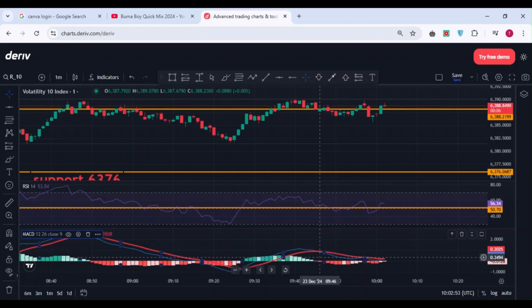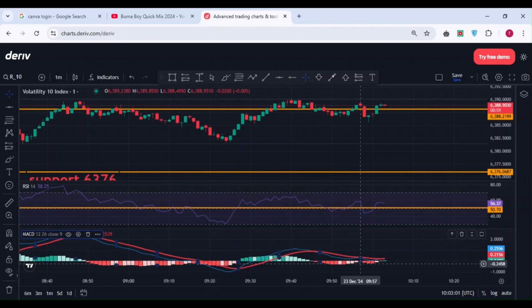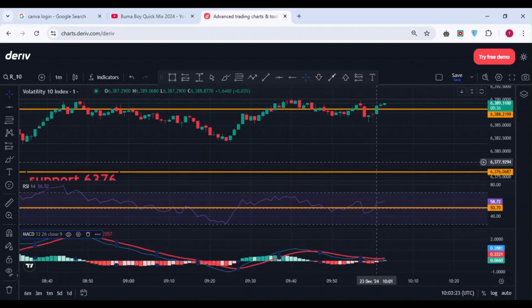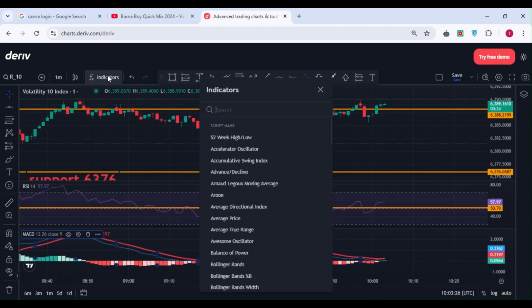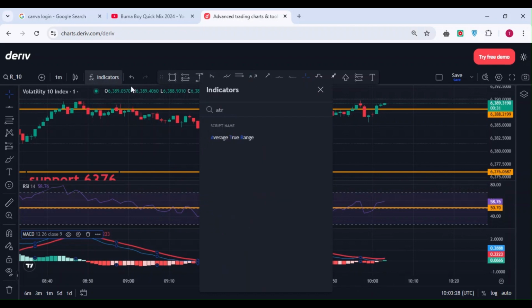As you can see, the histogram shows decreasing bars currently, which suggests the weakening of this bullish trend. The histogram bars I'm talking about, these ones, show the decrease, suggesting the weakening of the current bullish momentum towards bearish momentum. So let's put another indicator which is usually key.